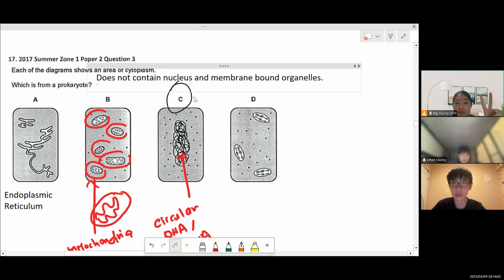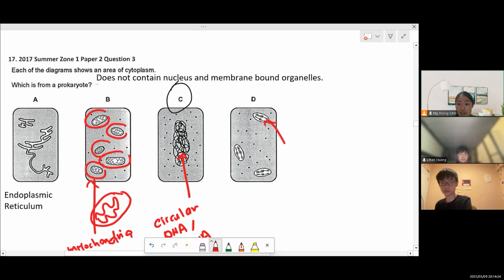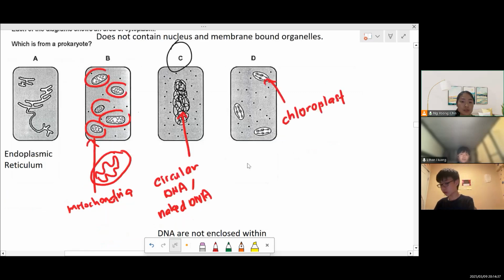You have two kinds of cell, right? Prokaryote and the eukaryotes. Prokaryote refers to all the bacterial cell. So all the bacterial cell do not contain nucleus and also membrane bound organelle inside. Remember that. Then D refers to a chloroplast. Chloroplast only exists in the plant cell. So that's it, C.